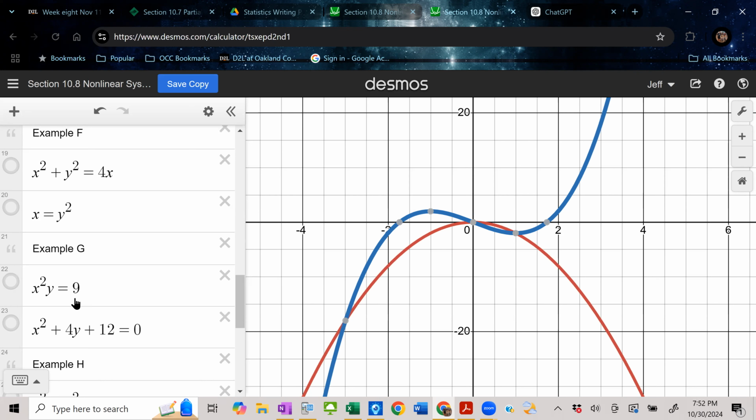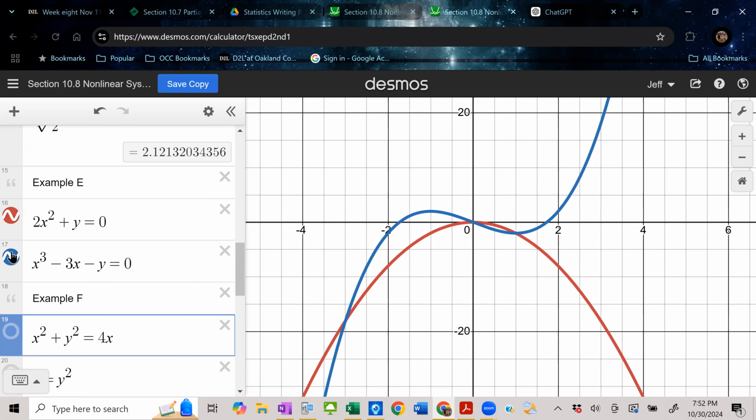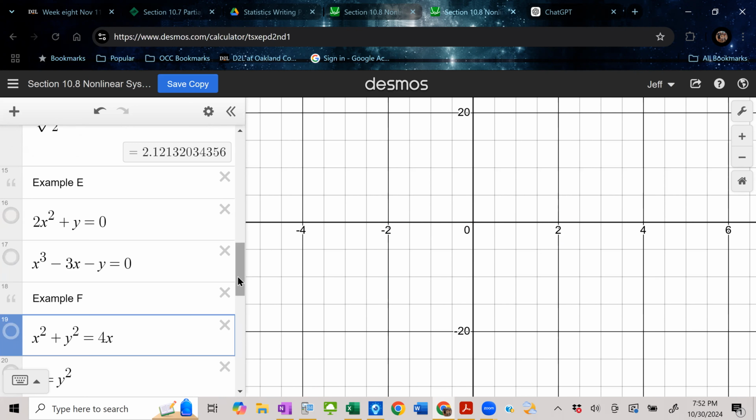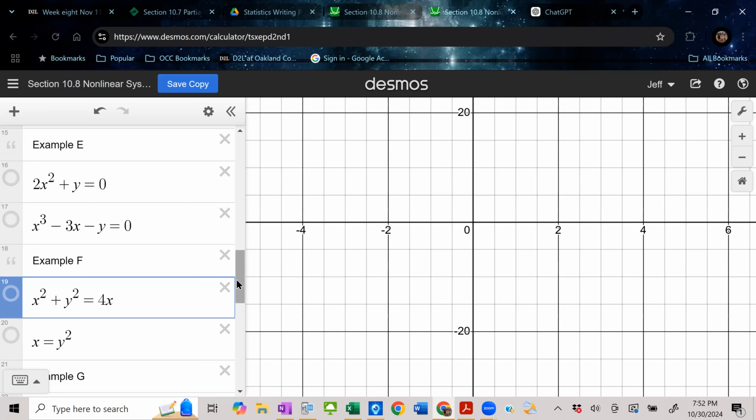Let me move on with example F. Now, example F, hopefully you start getting used to some of these things. We'll spend some more time on it later. But this is going to be a graph of a circle. So let me shut these off. You sure you don't want to try this yourself? All right, fine. I'll do it.